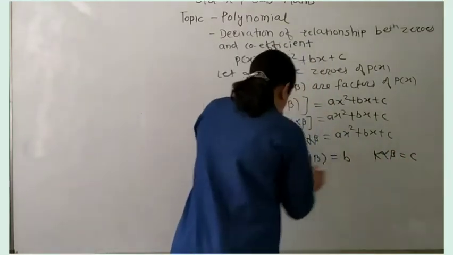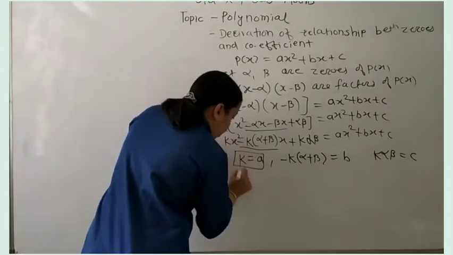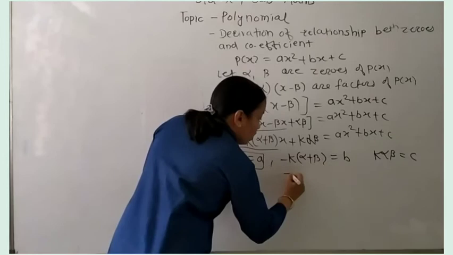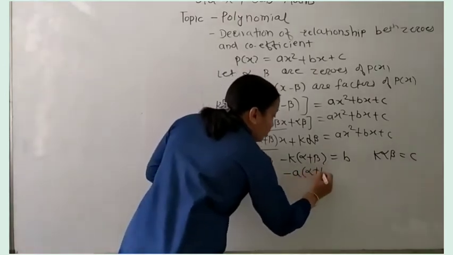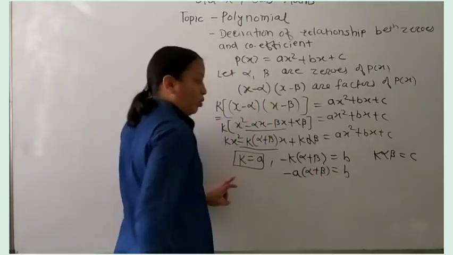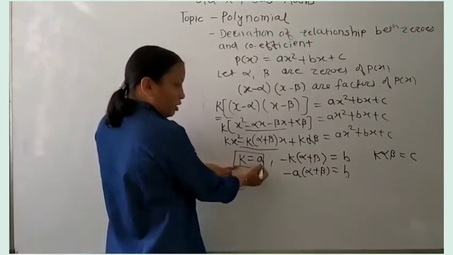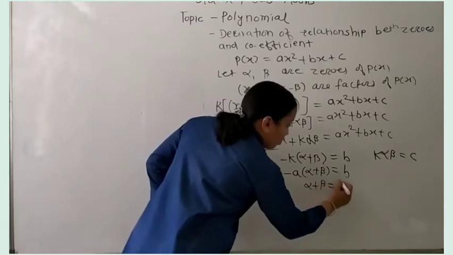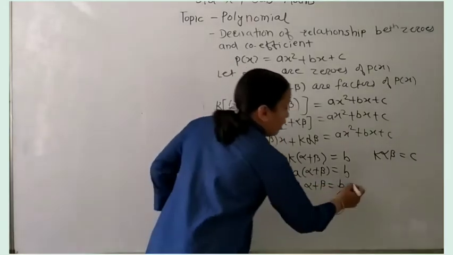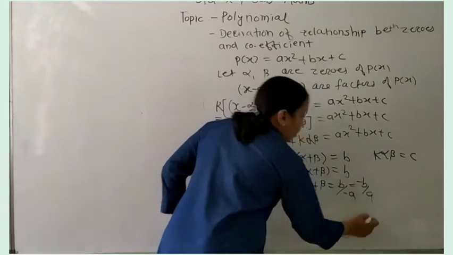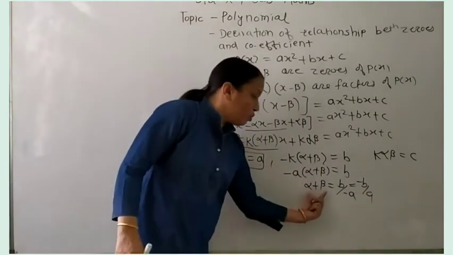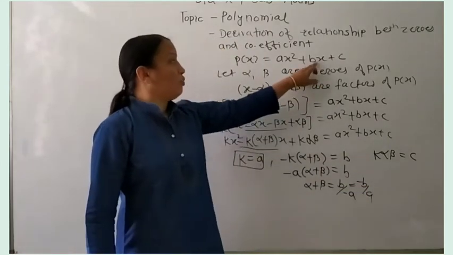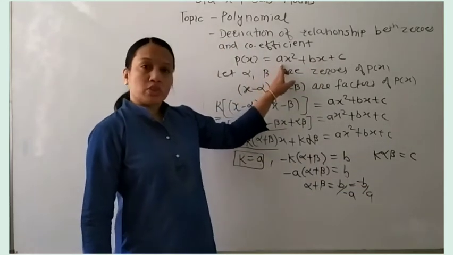Now using these three equations, put the value of k, which is a, in the other equation. So it is minus a into alpha plus beta is equal to b. As k's value is a, the minus sign stays as it is. So alpha plus beta is equal to b upon minus a, which you can write as minus b by a. That is the proof that the sum of the two roots is equal to the negative of the coefficient of x upon the coefficient of x square.